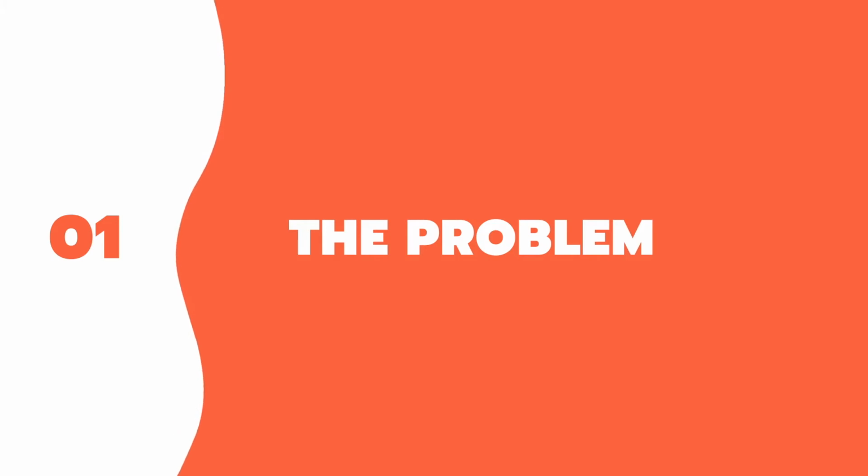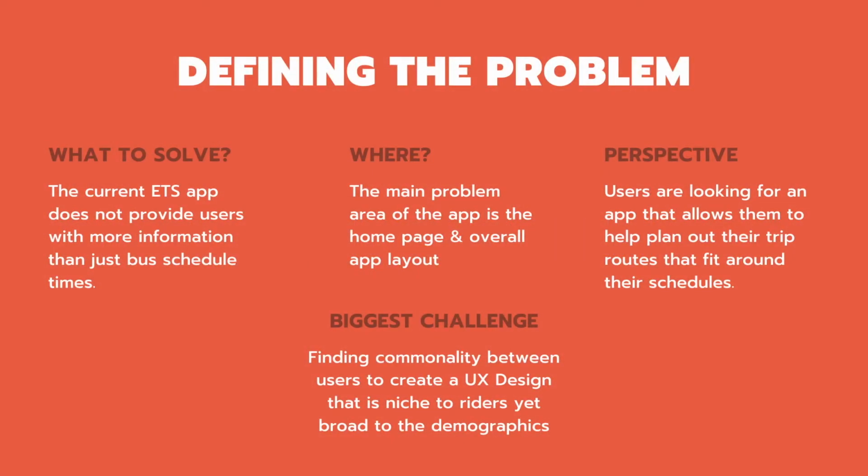First off, defining the problem. The current app does not provide the user with more information than the bus schedule times. The current app layout doesn't help the user navigate the app effectively. Most users are looking for an app that will allow them to plan a trip around their schedule. The biggest challenge we face is trying to create a UX design that stands out from other travel planning apps for riders, yet conventional enough for the entire populace to use.